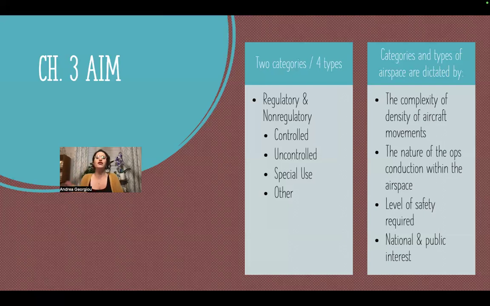If you've ever wondered how they determine what type of airspace each airport will have, these are your variables. They're dictated by the complexity or density of aircraft movement. I'm under paragraph C, 1 through 4. Number 2, the nature of the operations conducted. So is it military? Is it civilian? Is it both? Number 3, the level of safety required. And 4, the national and public interest. So all of that just dictates the different types of airspace.